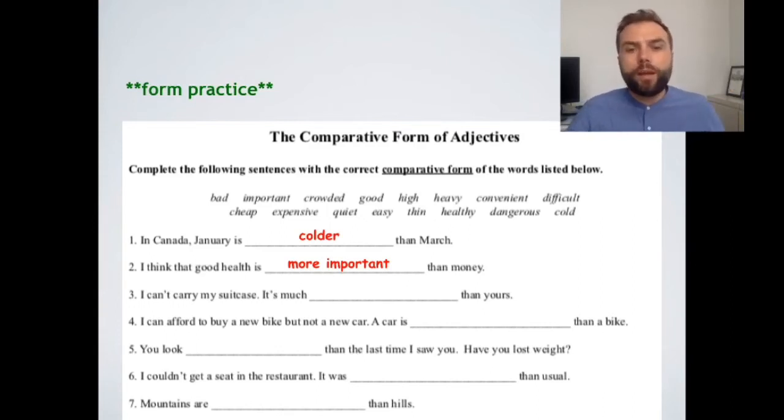So give students some time, they can write the answers. If they're very high level students, you can just have them speaking the answers in pairs. And then after, if they've written the answers, they can check with their partner. Okay.